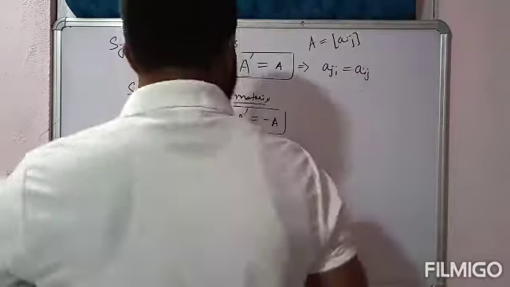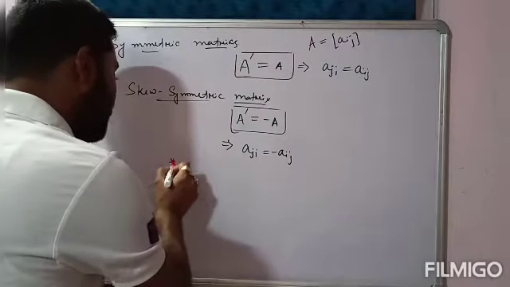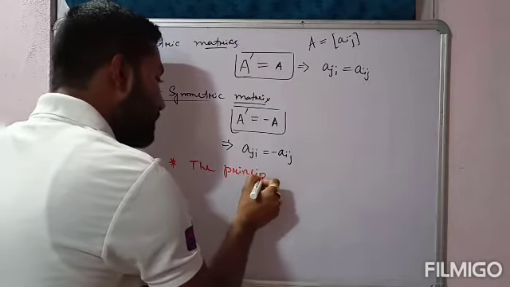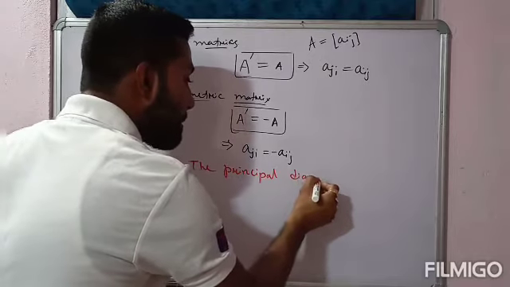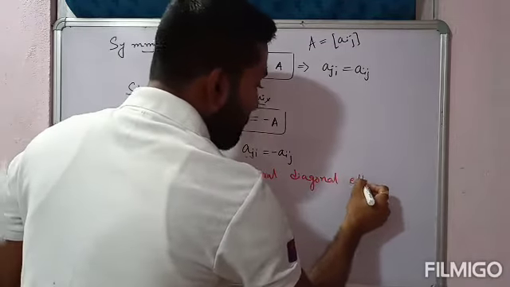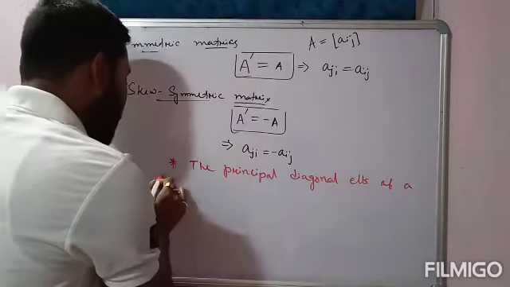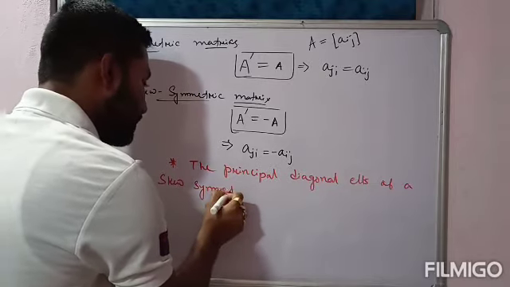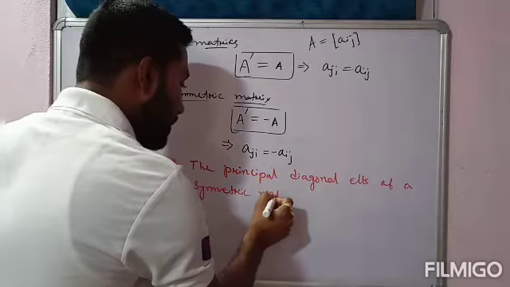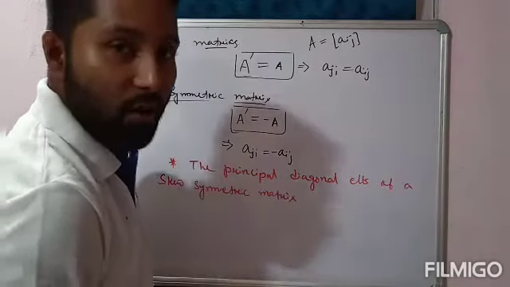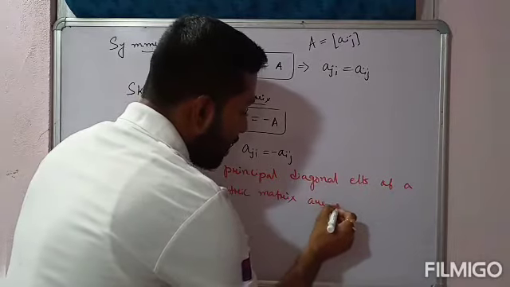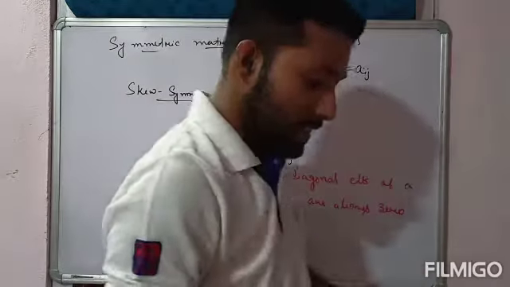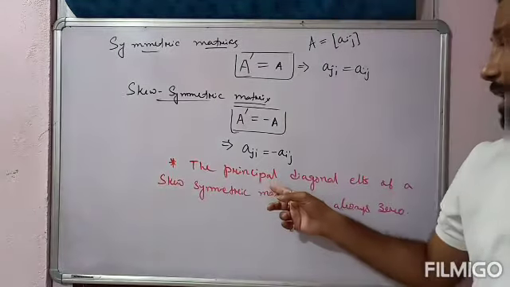Okay? Now there is one very important point. The principal diagonal elements of a skew symmetric matrix are always zero. This is a very important point. This has to be remembered. The principal diagonal elements, you know about the principal diagonal already.